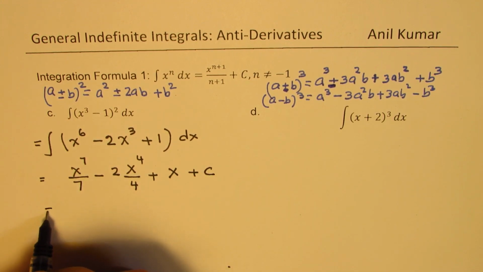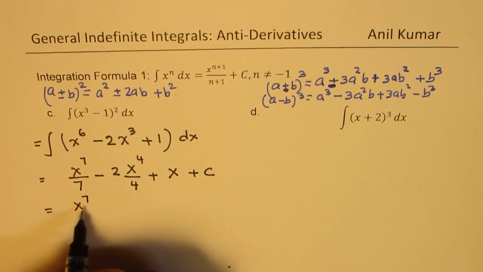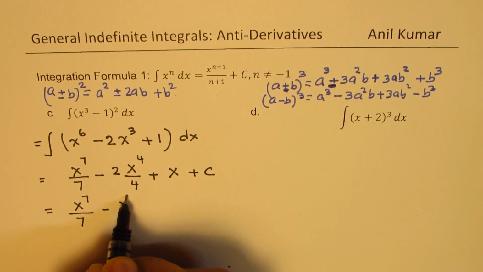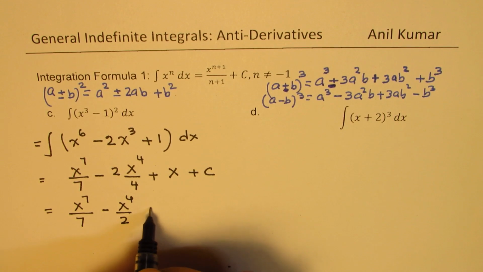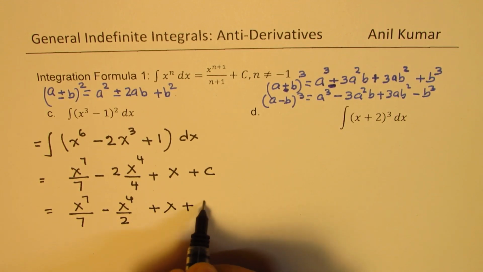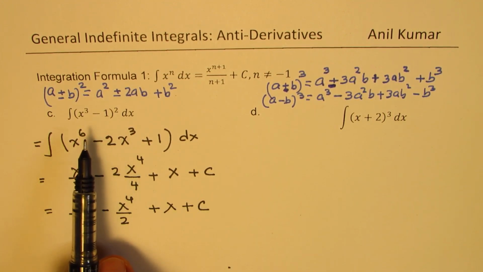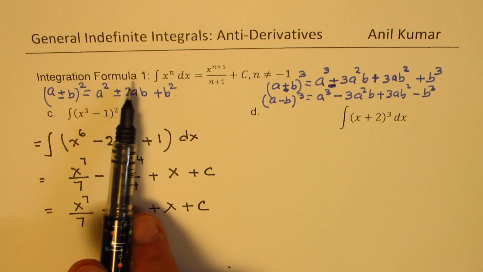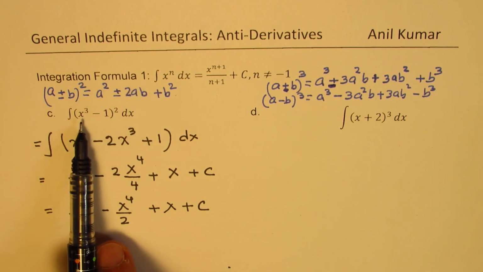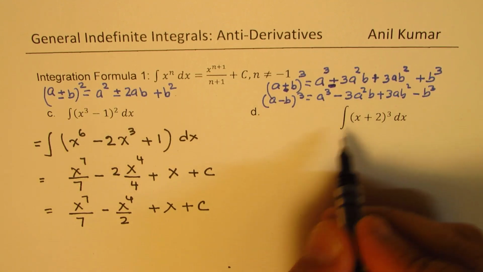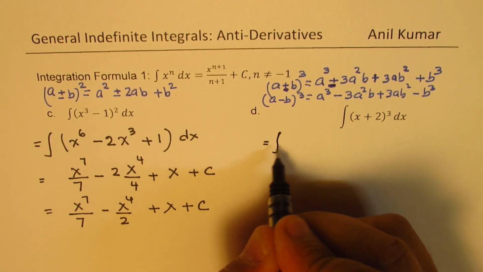Clear? So we get this as x to the power of 7 over 7 minus half of x to the power of 4 plus x plus c. Is that clear to you? So we have to apply expansion formulas and then we can solve. I'll take up the next one, which is formula number 2, where you could find the direct answer of this using antiderivatives. Now in this particular case, let's expand it.